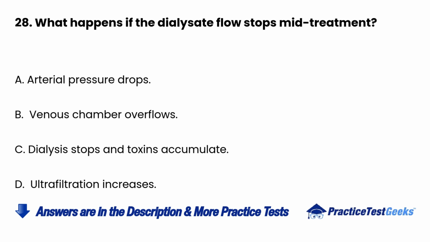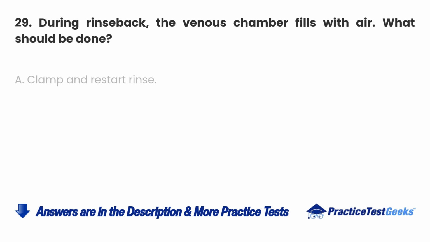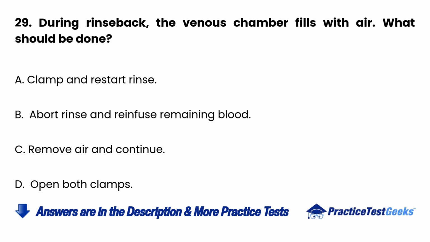28. What happens if the dialysate flow stops mid-treatment? A. Arterial pressure drops. B. Venous chamber overflows. C. Dialysis stops and toxins accumulate. D. Ultrafiltration increases. 29. During rinse back, the venous chamber fills with air.